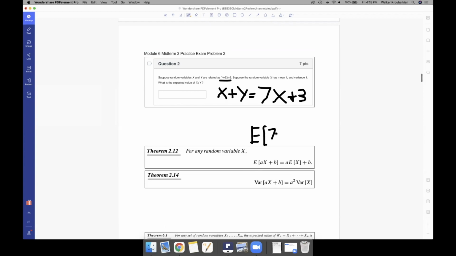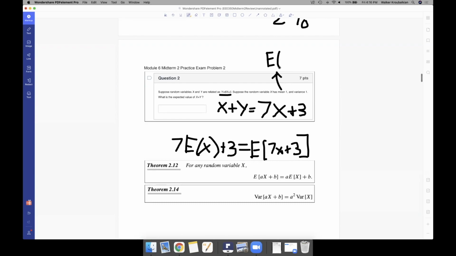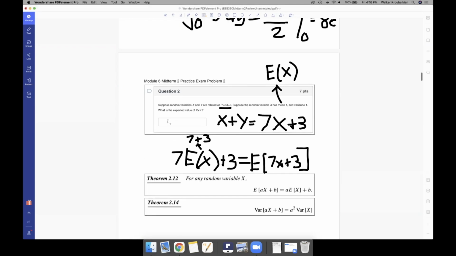So E of 7x plus 3 is going to be 7 E of x plus 3. And if the mean is 1, the mean is just another way of saying the expected value, right? So E of x. Then we just plug in E of x is 1, and we get 7 plus 3. And that's going to be 10.